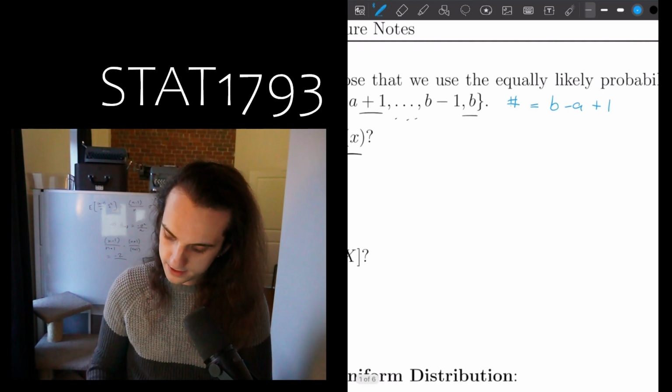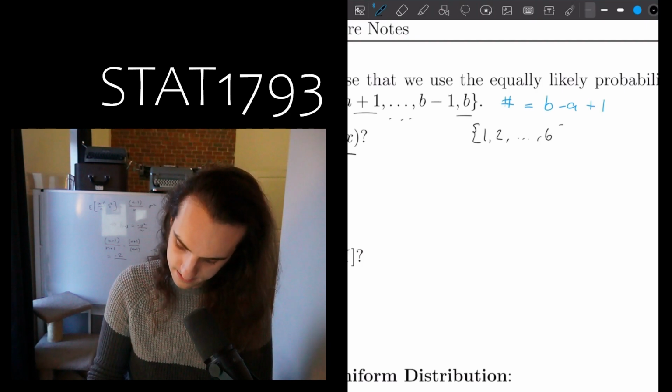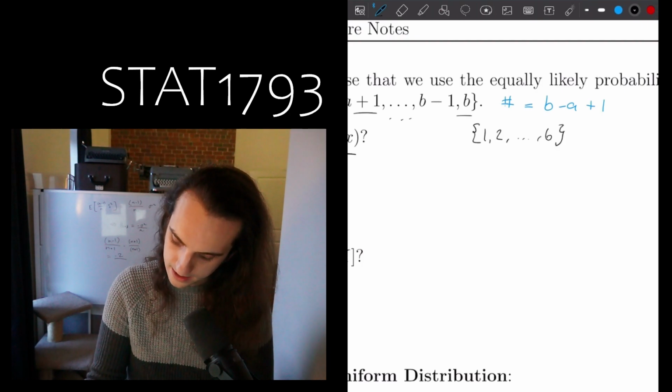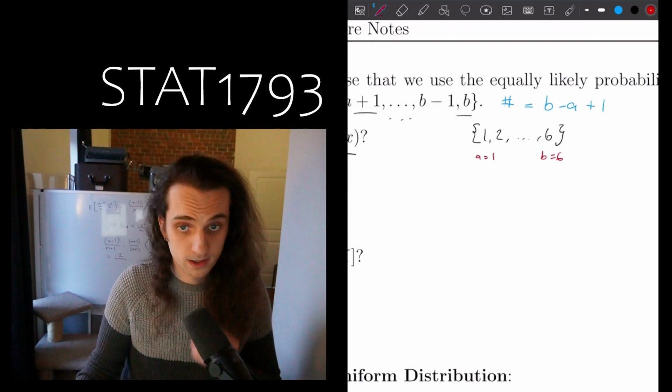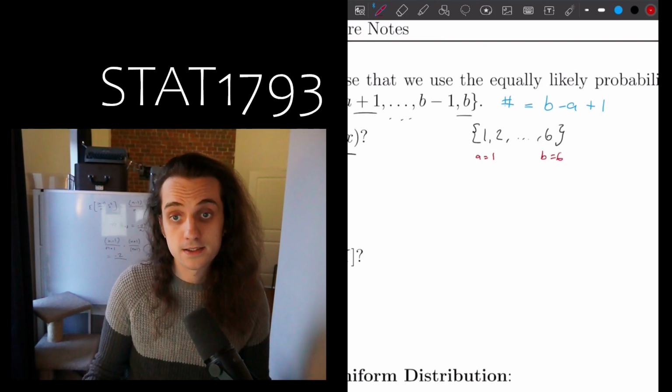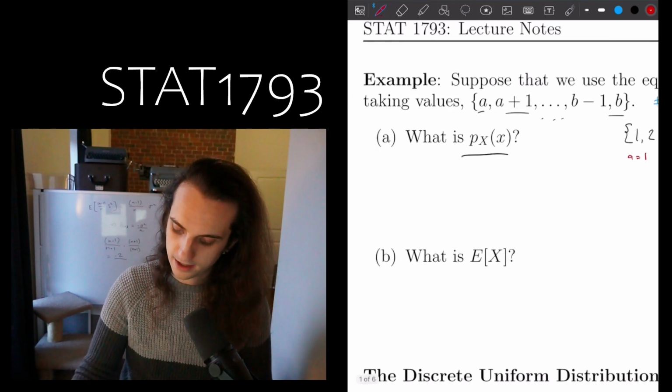But if we think about, for instance, a die having 1, 2, up to 6, then in this case, we're going to have b is 6, a is 1, we know there are 6 possible outcomes. And so if we plug in, 6 minus 1 is 5, plus 1 is 6. And so we get the right outcome here.